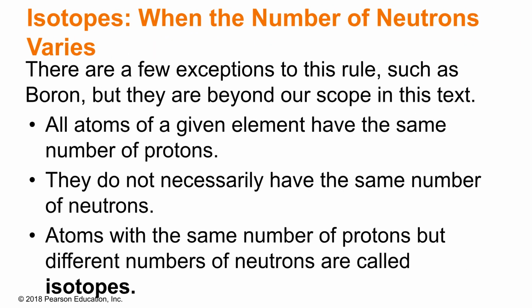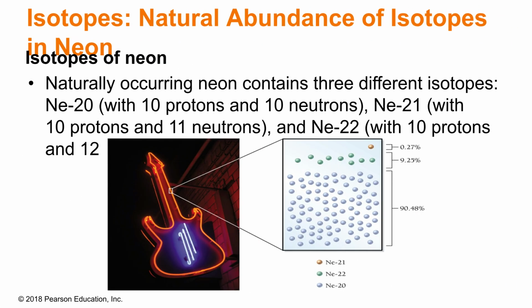While atoms of the same element always have the same number of protons, the number of neutrons can vary. These variants are called isotopes, and every element has a unique natural abundance of them. Neon is a classic example of isotopes. Naturally occurring neon consists of three isotopes: neon-20, neon-21, and neon-22, which differ solely in their neutron count.